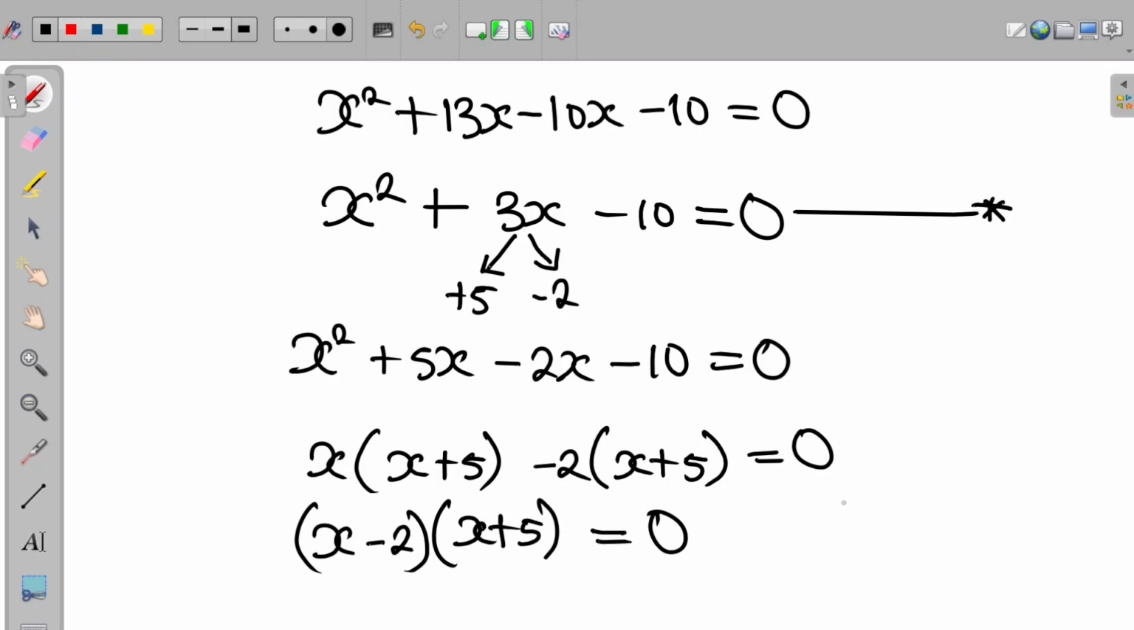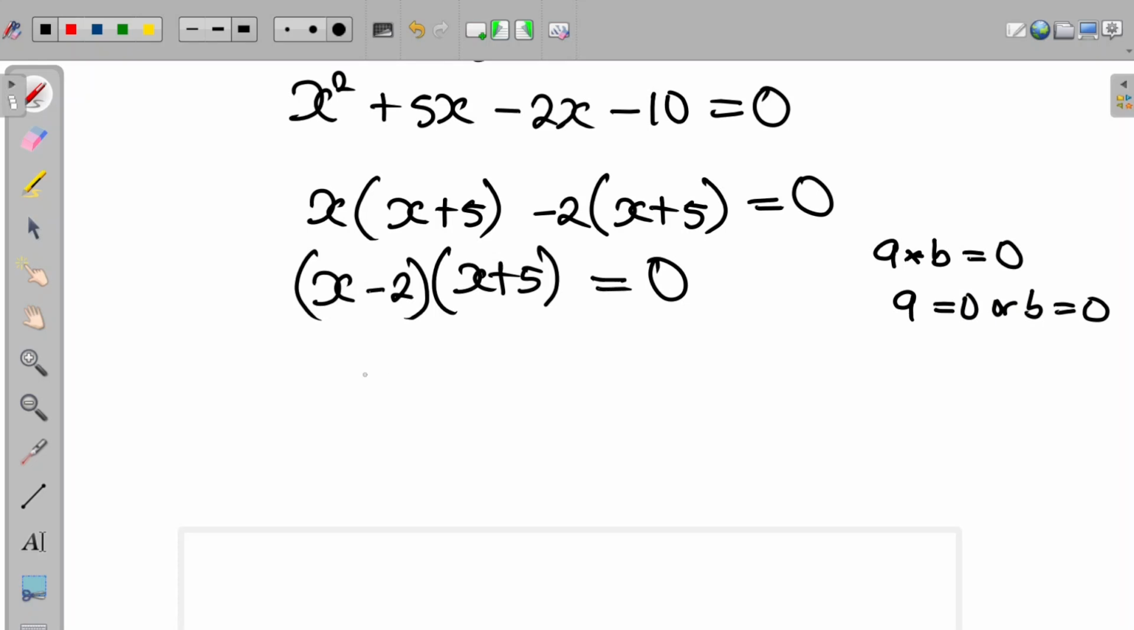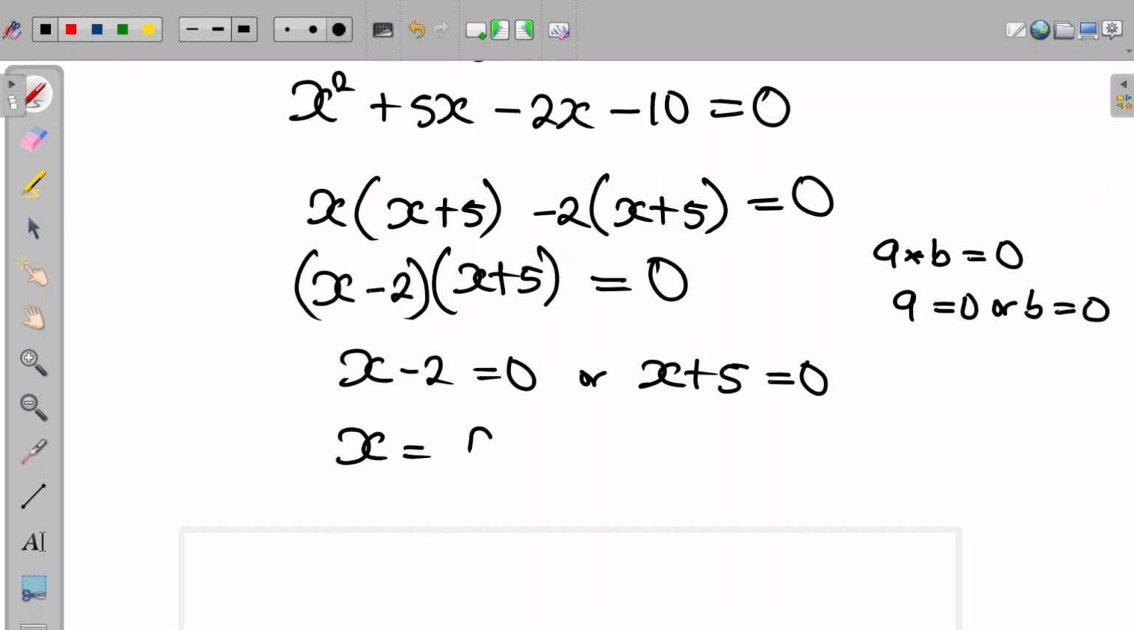Also recall that if a multiplied by b is equal to 0, a is equal to 0 or b is equal to 0. Thus, we have it that x - 2 is equal to 0 or x + 5 is equal to 0. Therefore, x is equal to 2 or x is equal to negative 5. Now we have been able to obtain the values of x, that is plus 2 and minus 5.